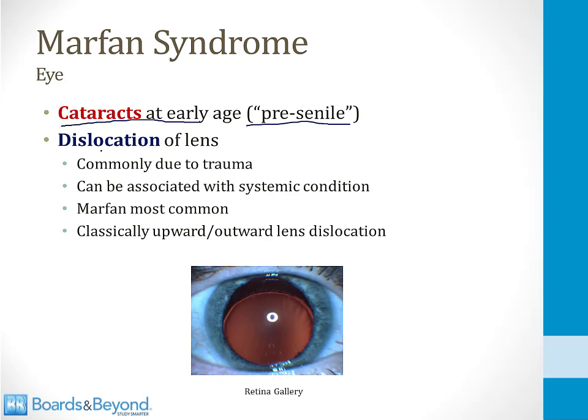In addition, they can develop dislocation of the lens. Now, dislocation of the lens commonly occurs due to trauma, but sometimes it happens in association with a systemic condition. And the most common systemic condition associated with dislocation of the lens is Marfan syndrome. This is a picture of a dislocated lens shown on the screen here. Classically, the type of dislocation that occurs in Marfan syndrome is the lens dislocated upward and outward. And I talk about this in more detail in the eye videos in the neurology section.